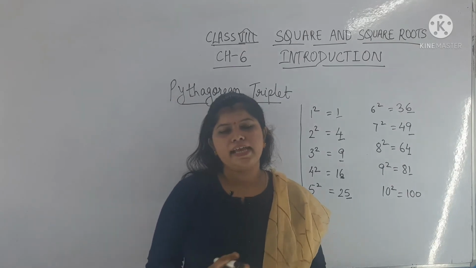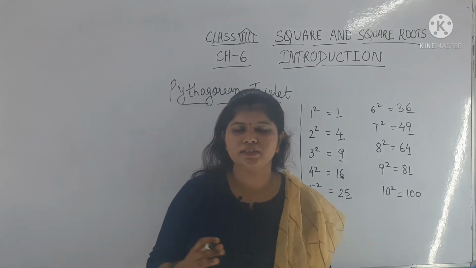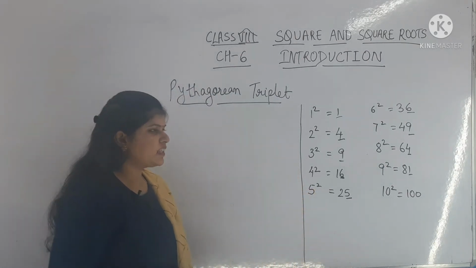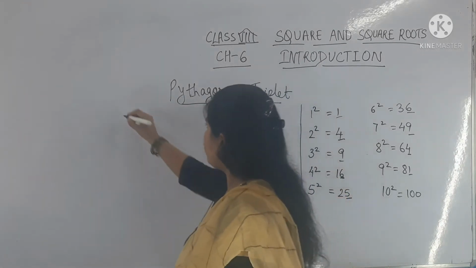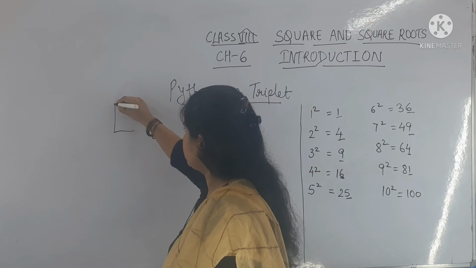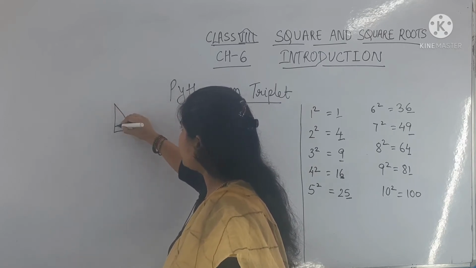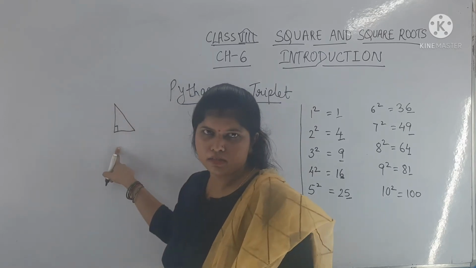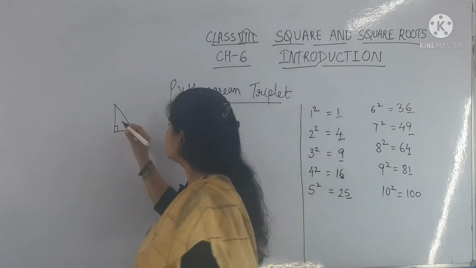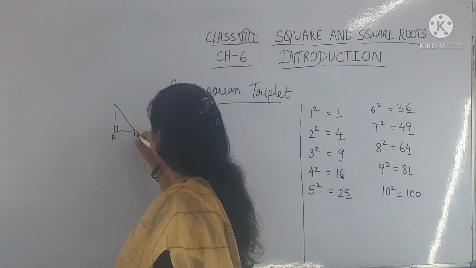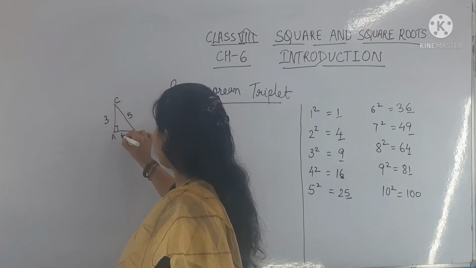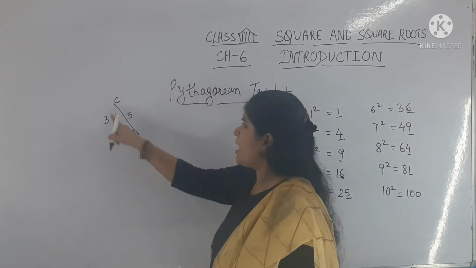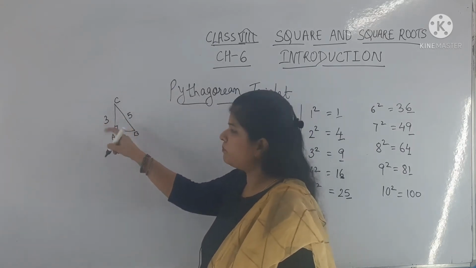Okay students, the next topic is Pythagorean triplet. What is a Pythagorean triplet? We have 3 numbers. We know the Pythagoras theorem, right? Like this we have the Pythagoras theorem in the right angle triangle. So it is A, B and C. This is the hypotenuse, maybe it is 5, and that is 3 and 4, like this.